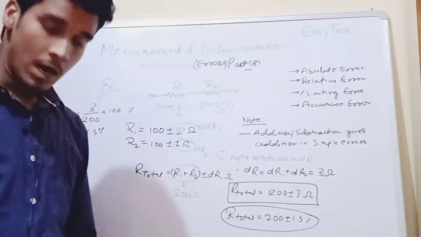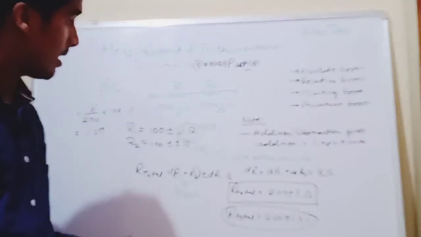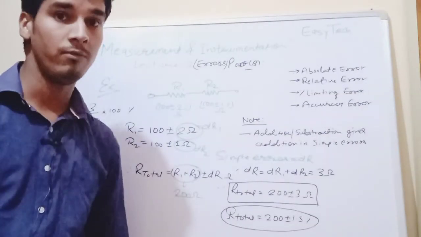Now, how can we find out when the resistances are connected in parallel? In the next lecture we are going to find this out.